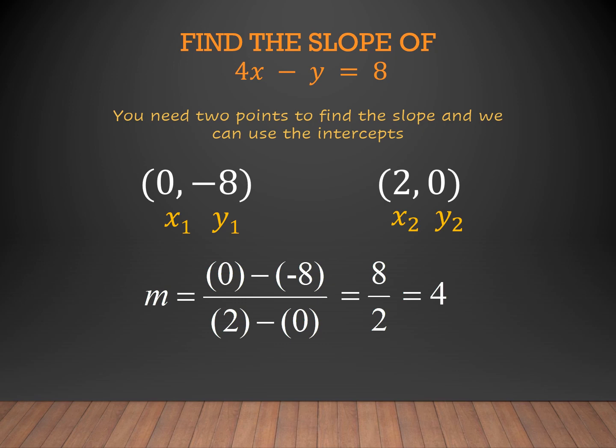Now we're going to tackle the same example in 2 ways. We're going to graph the line 4x minus y equals 8 using the intercepts, and we're going to check whether it's true that the slope is 4. And also we're going to tackle it in a different way.